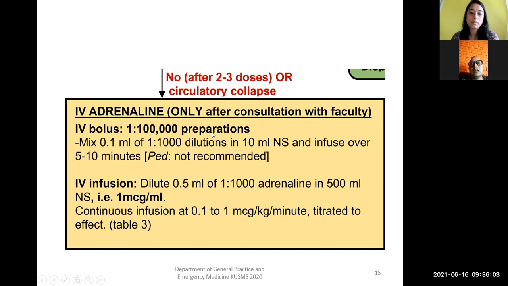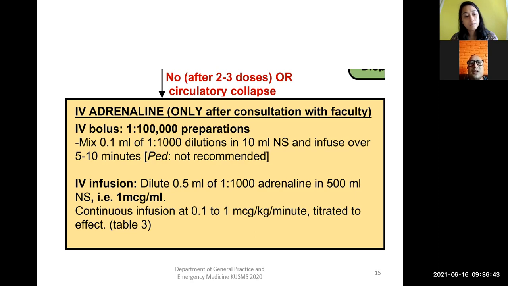So regarding refractory anaphylaxis, that is to say, whenever even after repeated doses of IM adrenaline injection we are not able to find any improvement in the patient's condition, we may have to think of IV adrenaline. Starting IV adrenaline is a bit difficult and sometimes dangerous. So you may have to have your senior faculty present at the time when you decide on IV adrenaline.